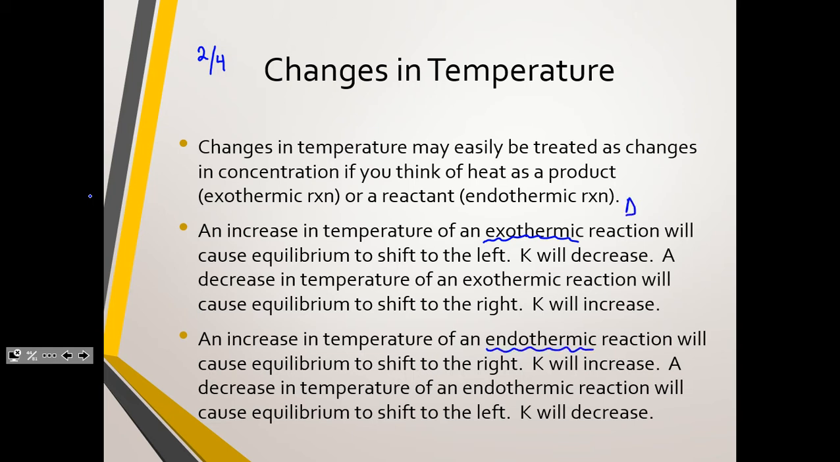Exothermic would be noted as a delta H value of negative. Heat is released. Endo, delta H value is going to be positive, and we will have an absorbance. Heat is absorbed. If this is the case, when we change temperature, we actually affect the K values. So if we heat up an exothermic reaction, K is going to decrease. If we heat up an endothermic, K will increase.